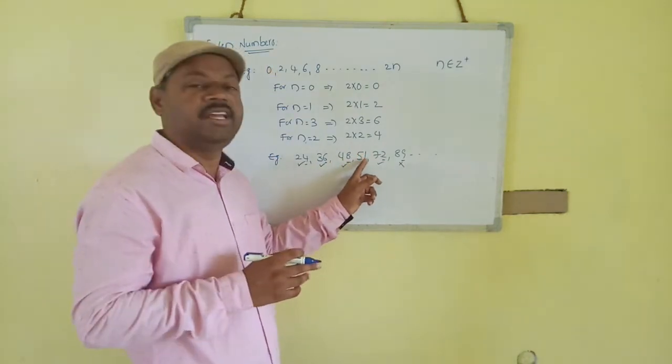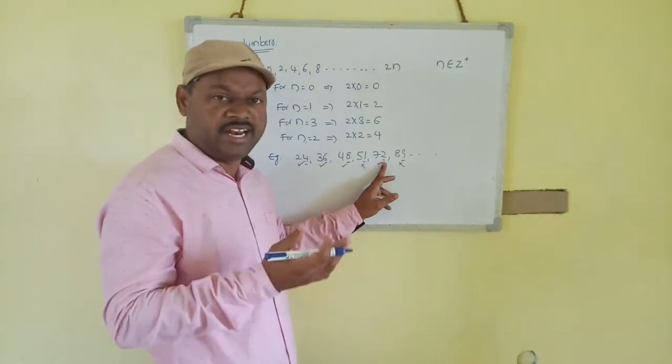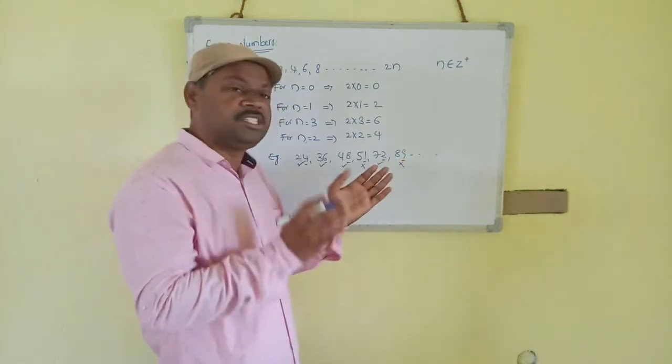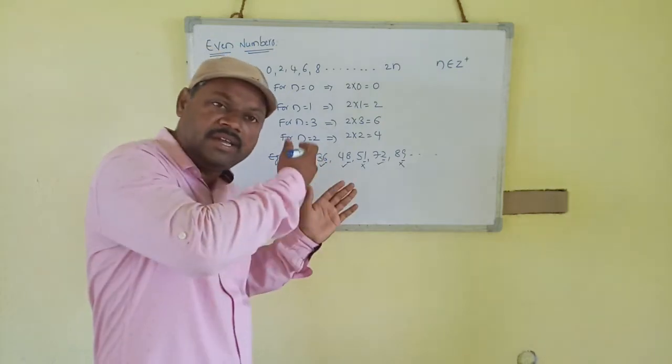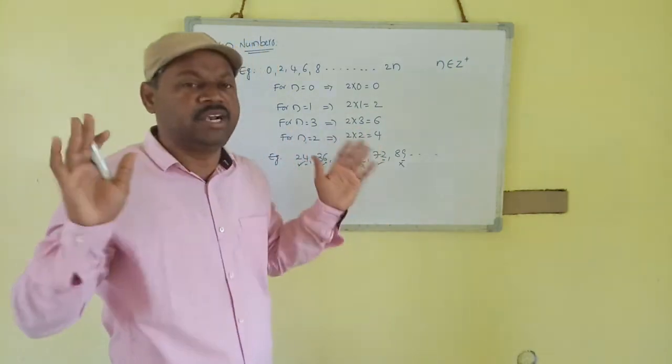So 51 is not an even number. 72, the ones place digit 2 is an even number, so 72 is an even number. So if the ones place digit is an even number, then the entire number is an even number. Okay, so remember, students and friends.